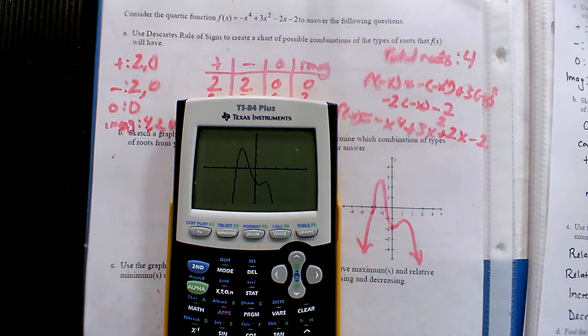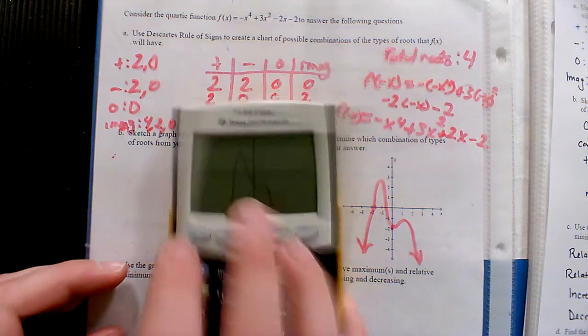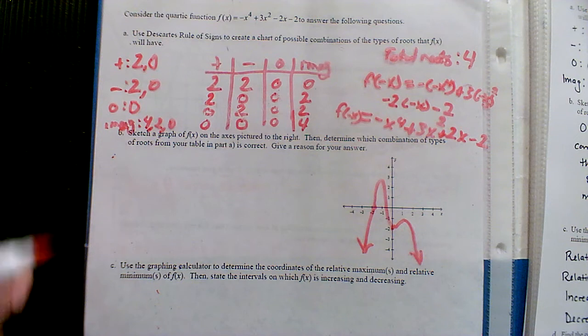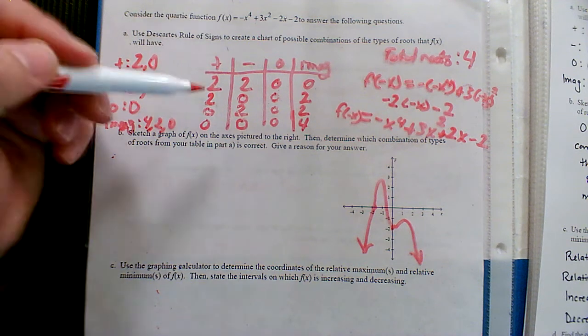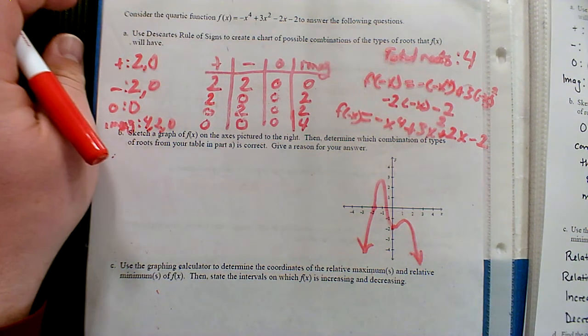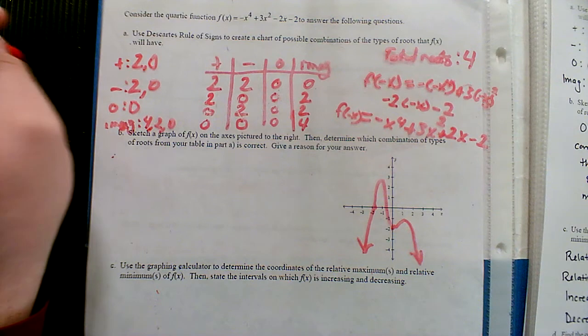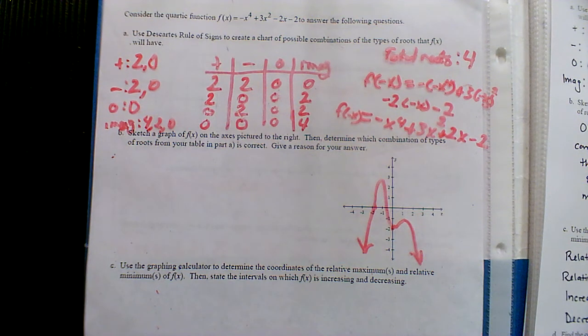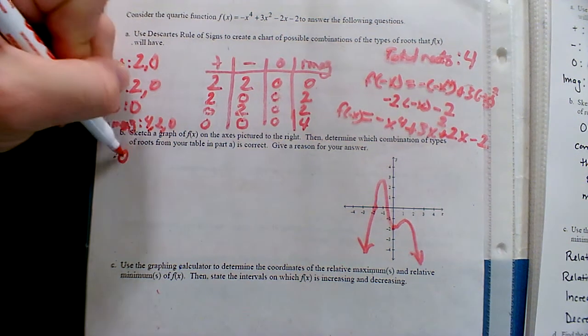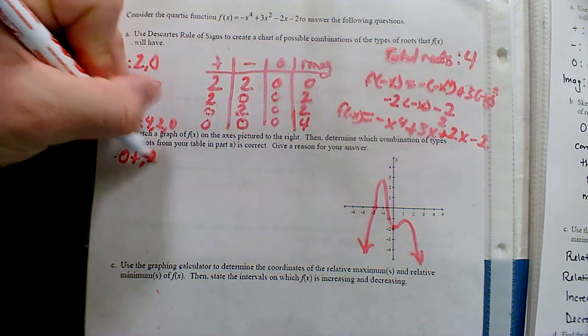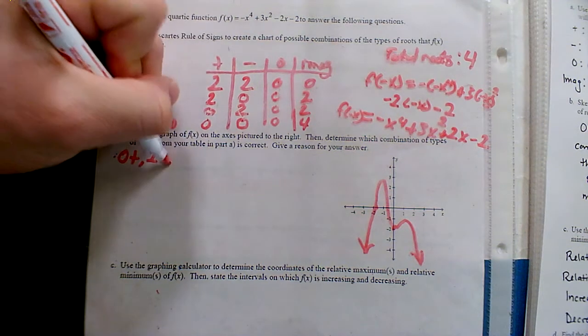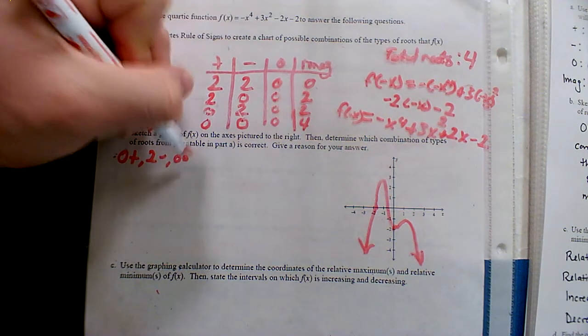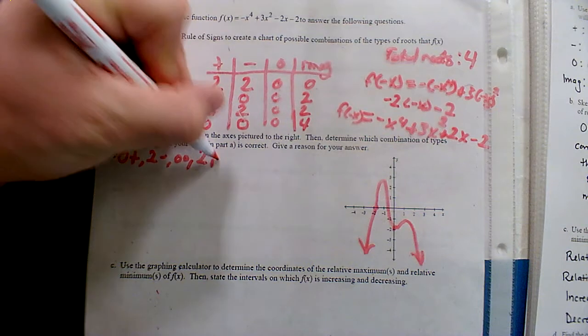All right, so do we all have the graph drawn at this point? We have the graph drawn? All right. So from the graph now, can we determine which one of our scenarios from part A is correct? The third one. So we have 0 positive, 2 negatives, 0 for the zeros, and 2 imaginary.